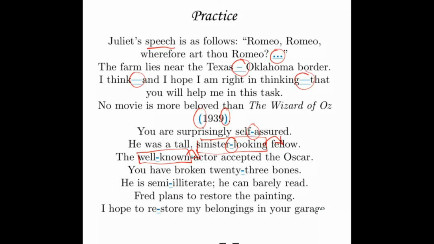Next, you have broken 23 bones. This is a compound number, so of course you put a hyphen between 20 and 3. Next, he is semi-illiterate. He can barely read. Semi-illiterate would have to be hyphenated because otherwise you would have two I's right next to each other, and that's a big no-no in standard written English.